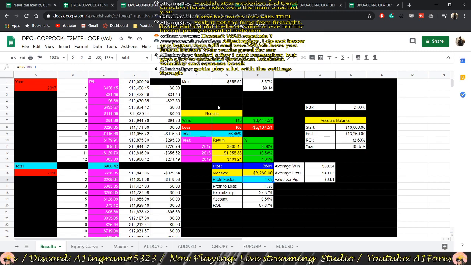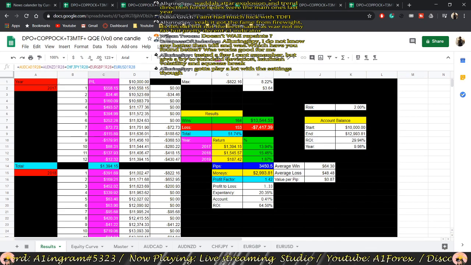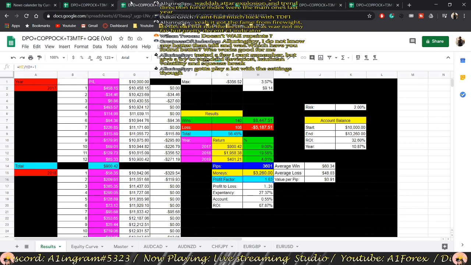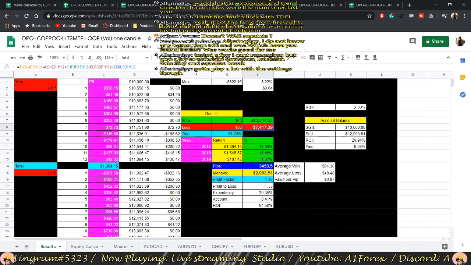So anywho, digressing from that, I went to the one candle rule. Now, looking at this, it don't look that good. My ROI went down, my drawdown went up, but the thing that gave me hope is that my amount of wins went up really high. Losses stayed relatively the same. It shot up a little bit too, but it's hearsay.